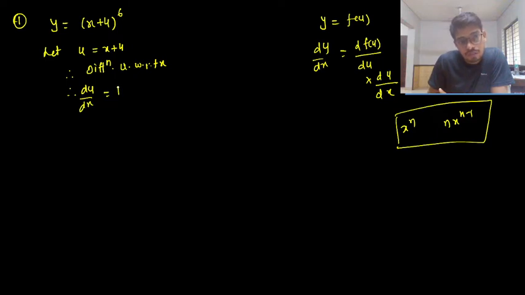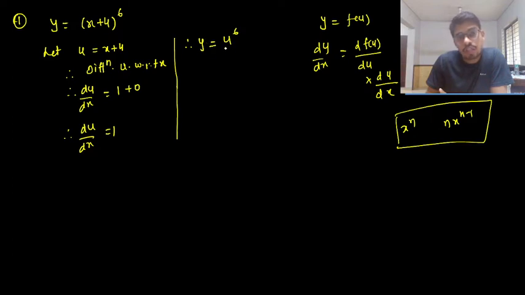Derivative of x is 1, and derivative of 4 is a constant function, it's 0. Therefore its derivative du upon dx will be 1. Now when you take x plus 4 equal to u, then y will be u raised to 6. Now y is a function of u, and now differentiate y with respect to u. So differentiate y with respect to u, then you have to use this formula.